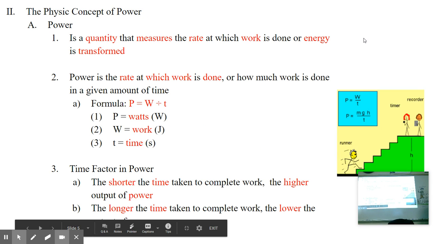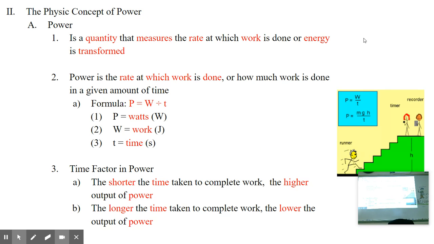All right. Now we look at power. Because you obviously need power to do work, and you can do work because there is power. Okay? So, we're going to show how they're related. Power is a quantity that measures the rate at which work is done or energy is transformed. So how quickly a job gets done. How quickly an action gets done.